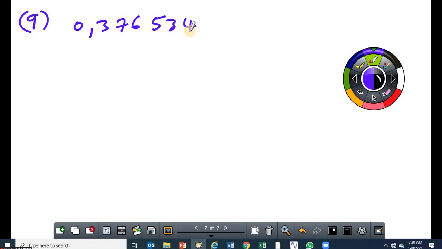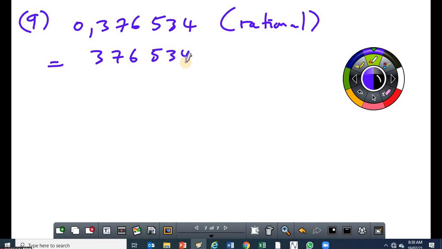So, how many digits are there after the comma? There are 6. So which multiple of 10 are you supposed to use to convert it to a common fraction? So this is rational. So we can just write that equal to 376,534. You said 1 what? 1 million, am I right? Yes. Then you divide that by 1 million.